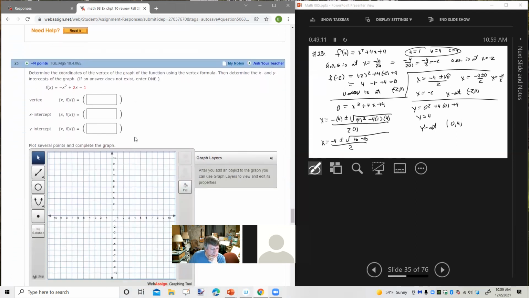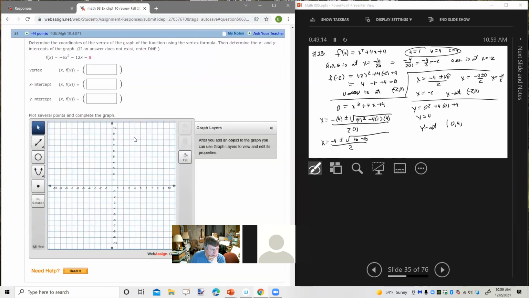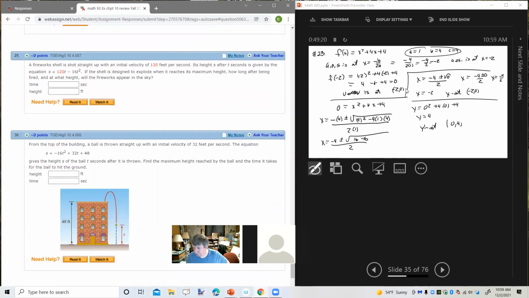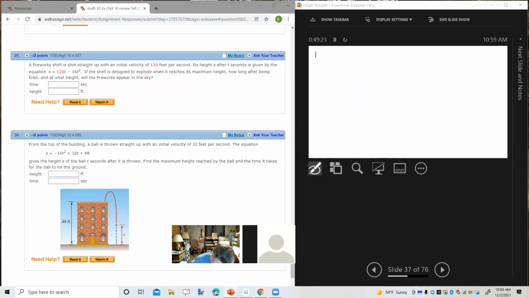Let's take a look at some word problems. These are all pretty much the same thing. Here we go. So this is number 29. A fireworks shell is shot straight up with an initial velocity of 120 feet per second. Its height s after t seconds is given by the equation s equals 120t minus 16t squared. If the shell is designed to explode when it reaches its maximum height, how long after being fired and at what height will the fireworks appear in the sky?